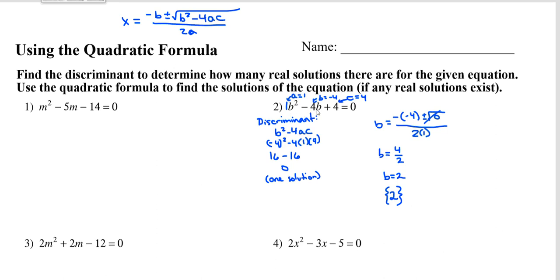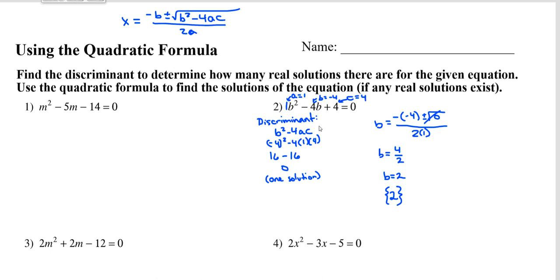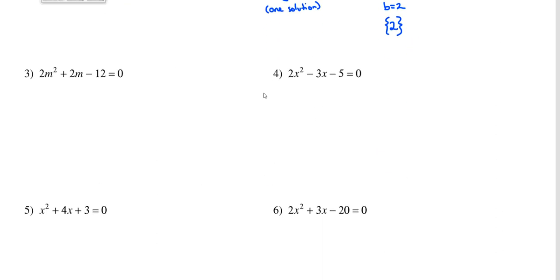So I said I'm not going to write the word discriminant anymore, so I'm just going to say the discriminant b squared minus 4ac. I'll figure that out right here. B squared, negative 3 squared, minus 4ac. That's going to be 9 plus, because I've got the double negative, makes a positive. 4 times 2 is 8. 8 times 5 is 40. So I end up with 49. So I'm going to have two solutions.